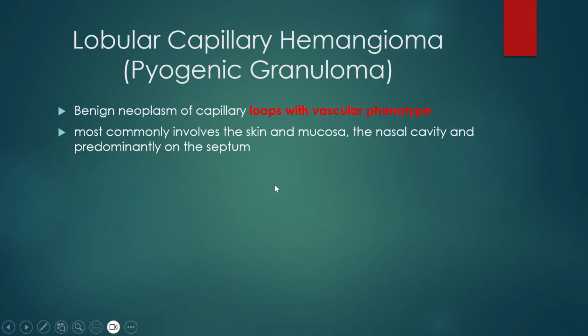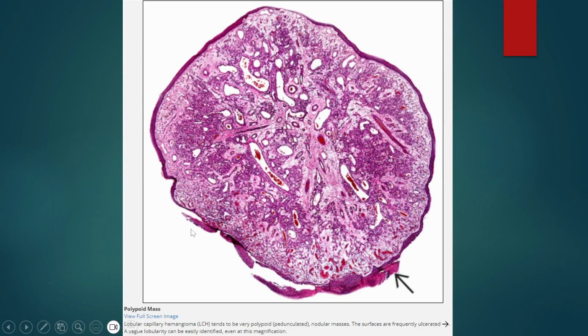Another entity I'm going to talk about is the Lobular Capillary Hemangioma, aka Pyogenic Granuloma. So I think the first name is better to characterize, make you remember this entity. So let's see the image.